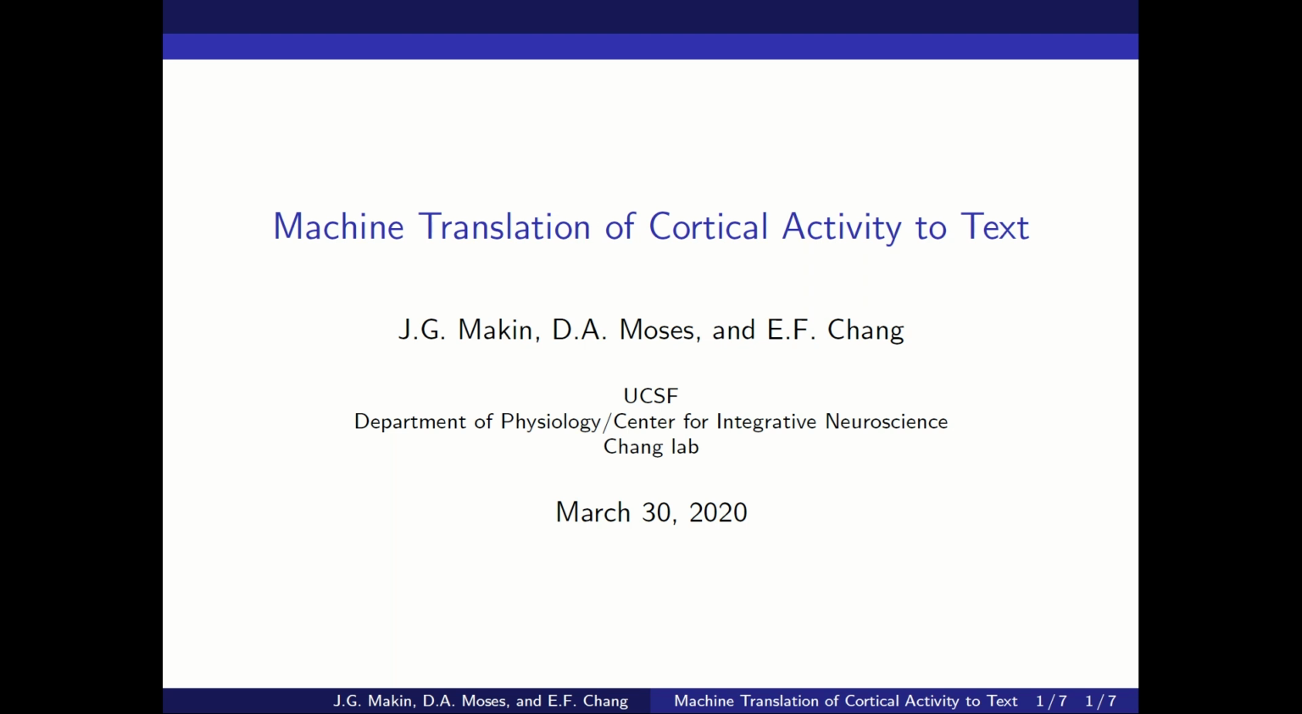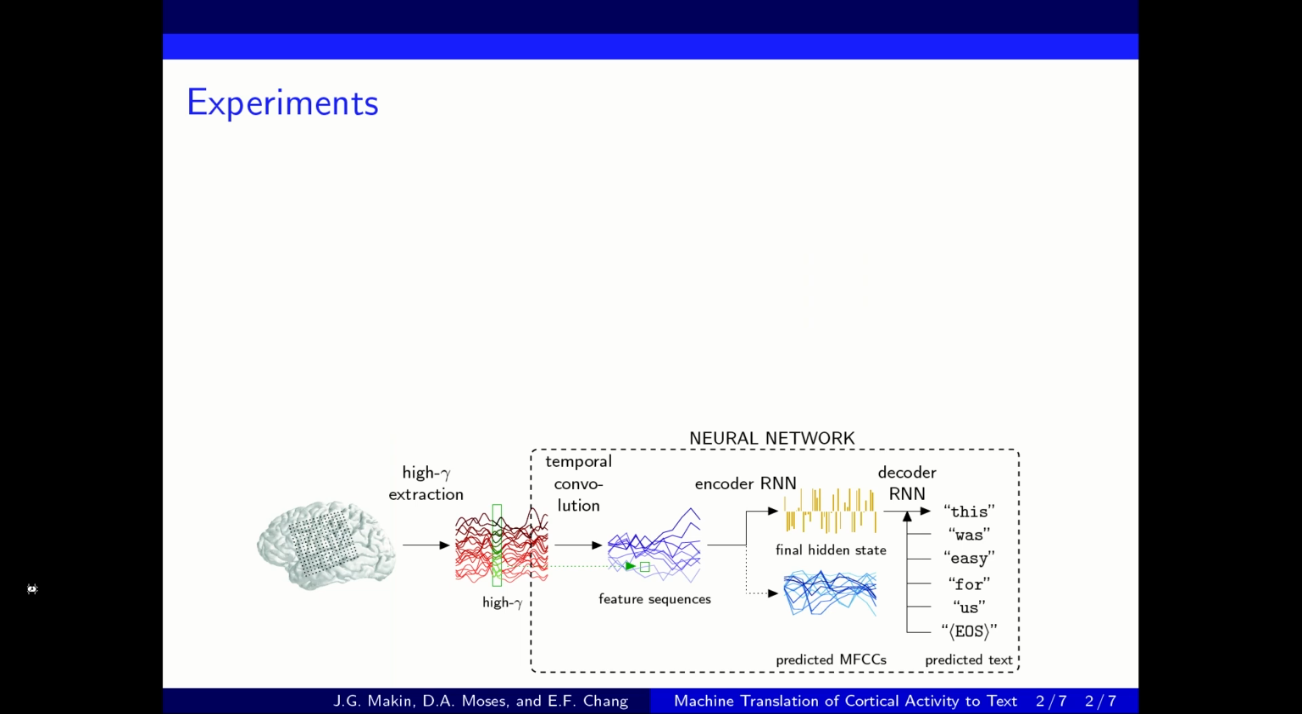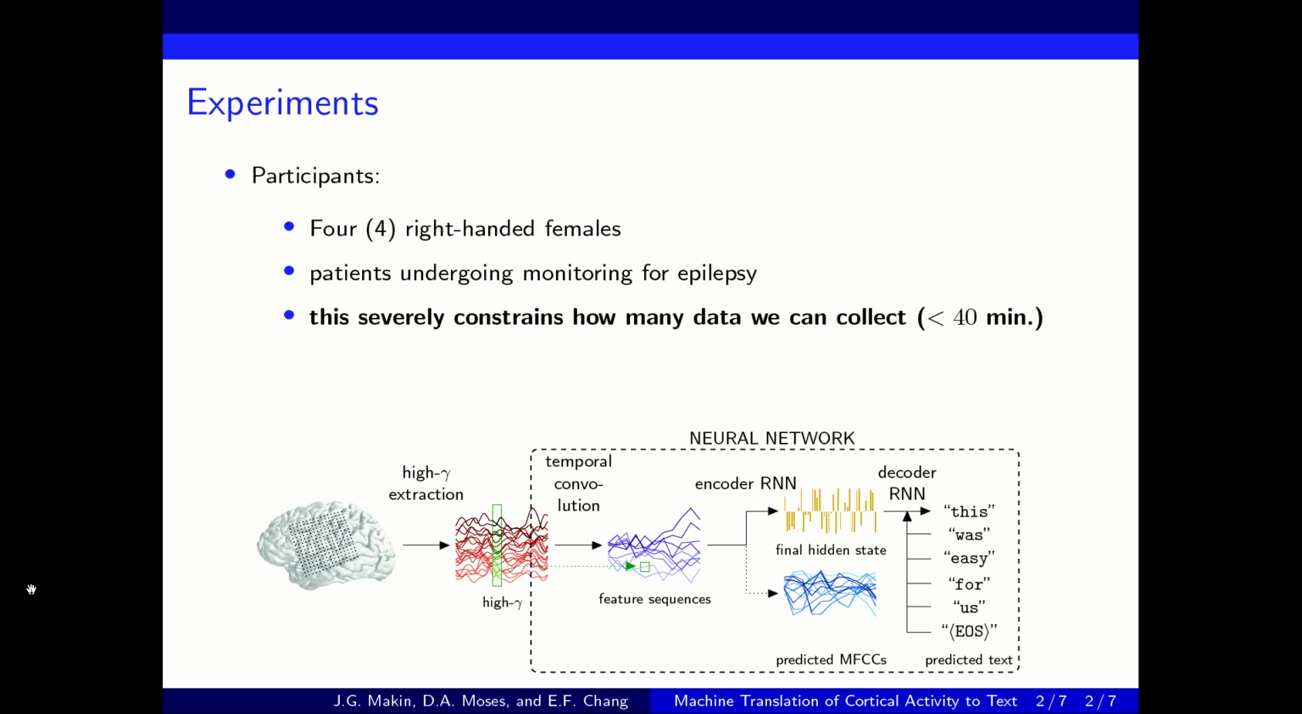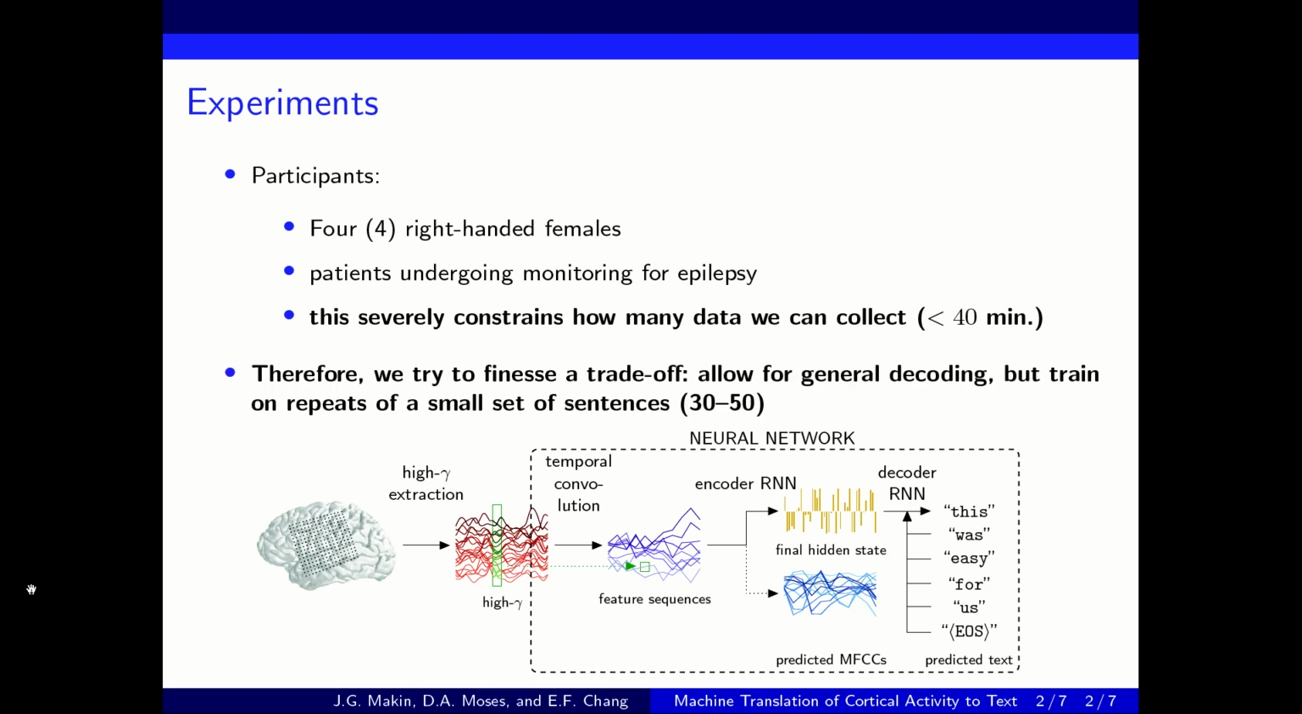The goal of our study was to decode spoken speech from neural activity. Four patients undergoing clinical monitoring for epilepsy had a grid of electrocorticographic, or ECoG, electrodes placed on the surfaces of their brains. They volunteered to read aloud sentences during their brief stays in the hospital.